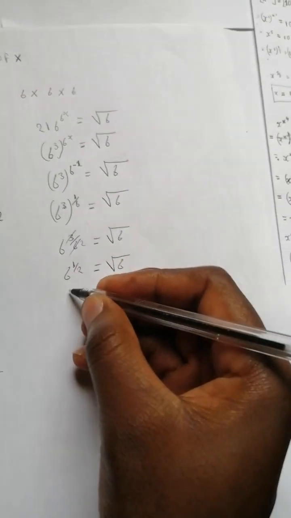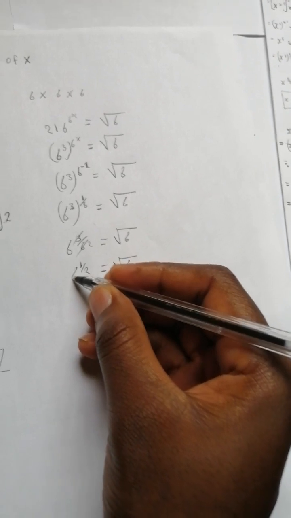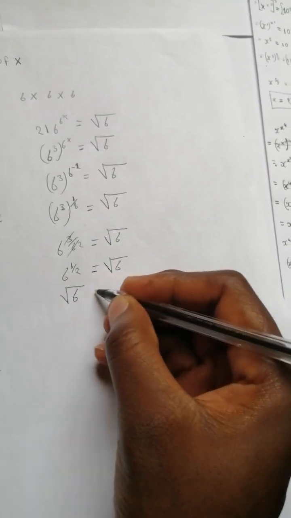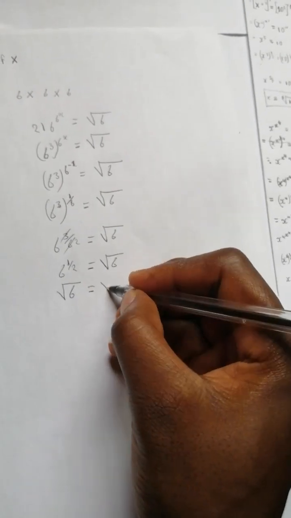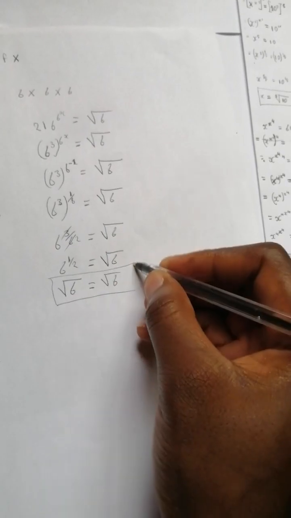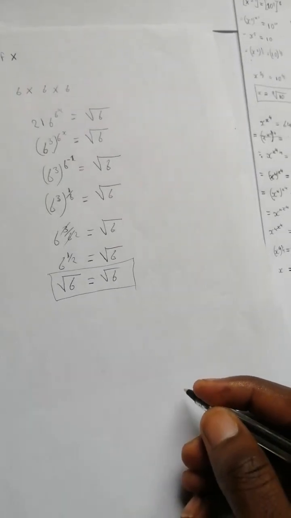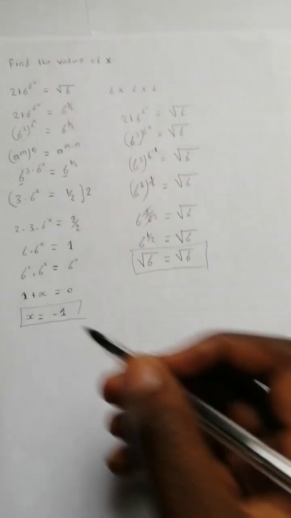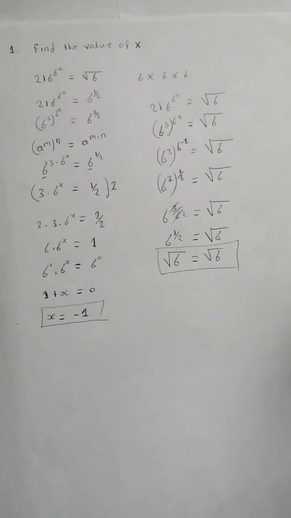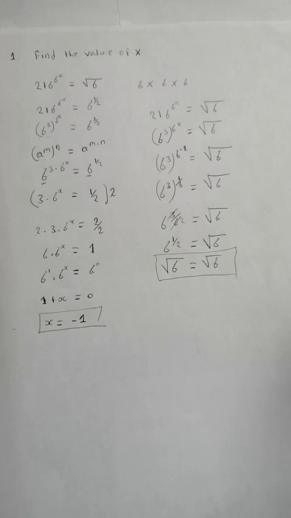So notice that 6 raised to the power 1 over 2 can also be written as the square root of 6, and this is equal to the square root of 6. So you can see that we have proven that x is equal to -1. So this is how you can go about this exponential equation. So that is the answer.